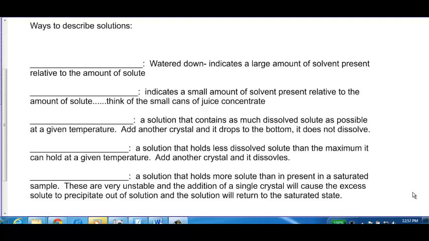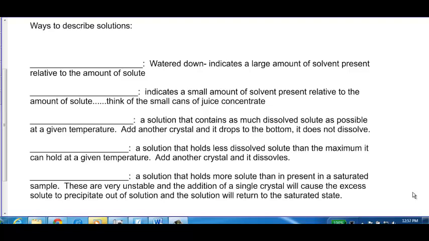The second term indicates a little amount of solvent. So there's not a lot of water, but there's a lot of solute. So imagine a lot of Kool-Aid, a lot of sugar, and very little water. I always say, think of the small cans of juice concentrate. What would you call that term?